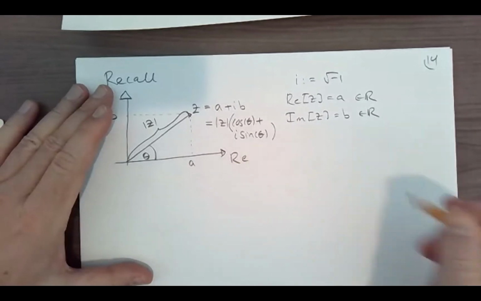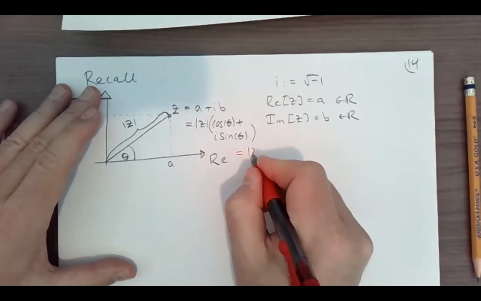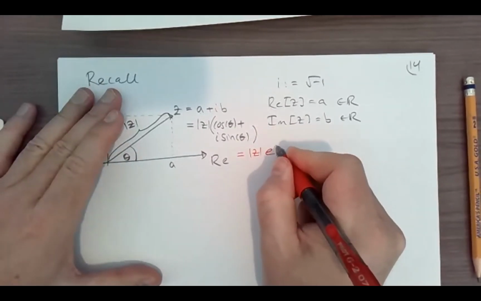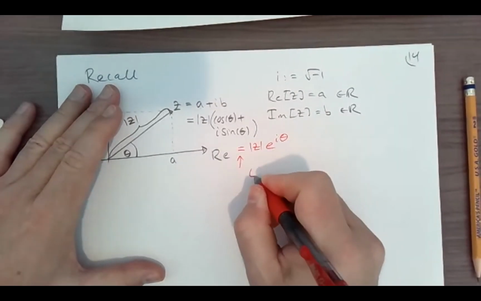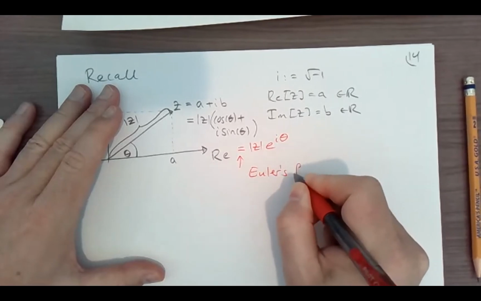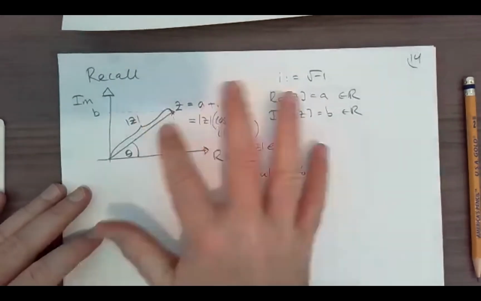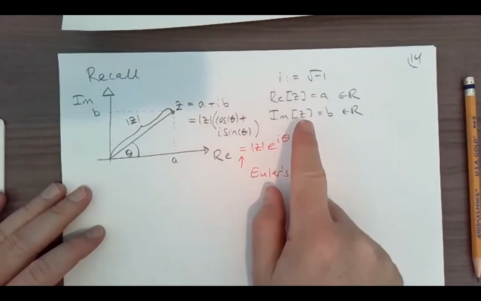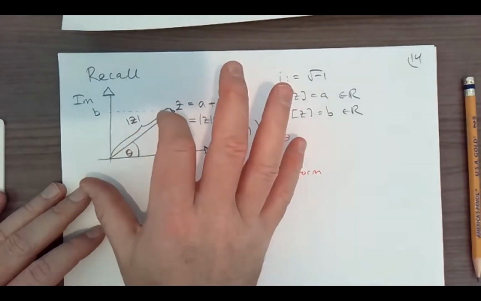Or if you want, you can write this, let me write that in red because we'll use it a lot, as the absolute value times e^(i theta). This here is Euler's form. We have two ways of thinking about a complex number: in terms of its real and imaginary components, or as an angle and a length.